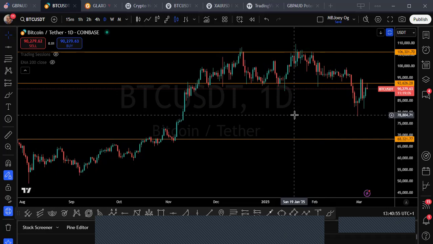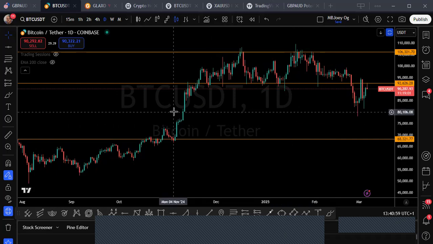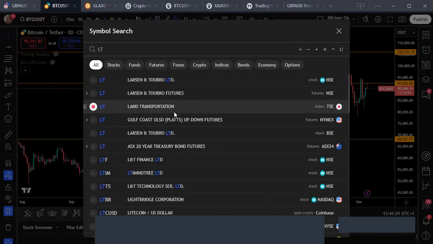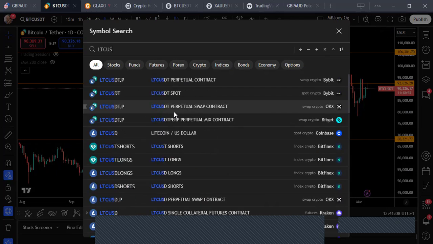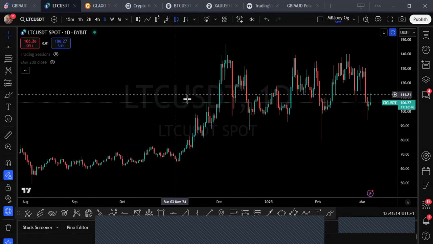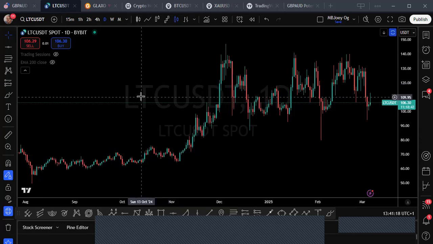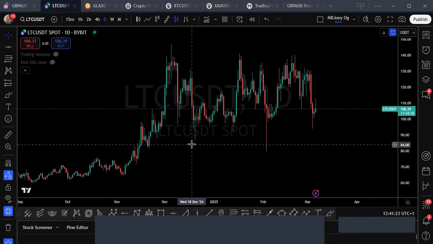Okay. So we're going to take another example. This time, let's look at Litecoin. I think it's LTC USDT. I think, yeah. Correct. Can you see any resistance support areas around here? Can you see any of such?